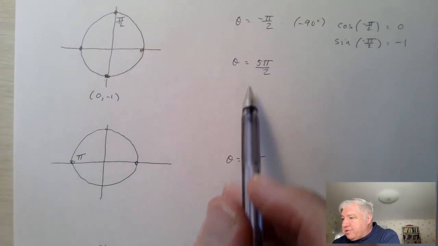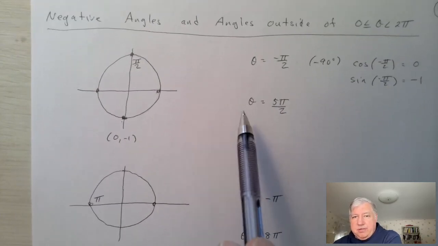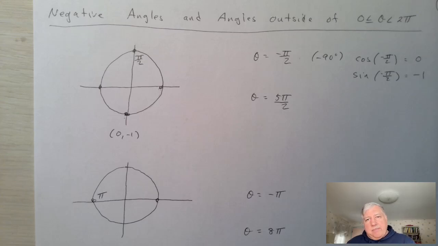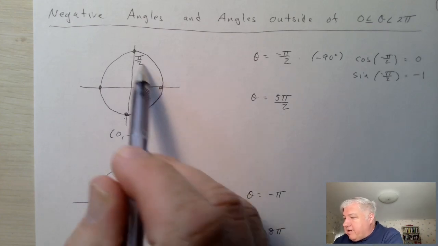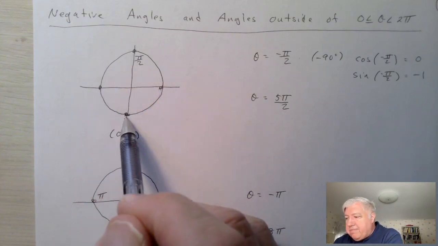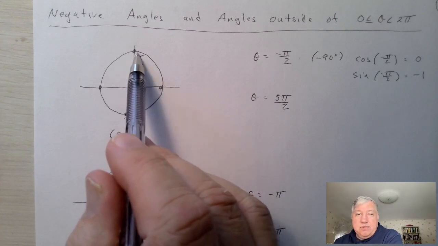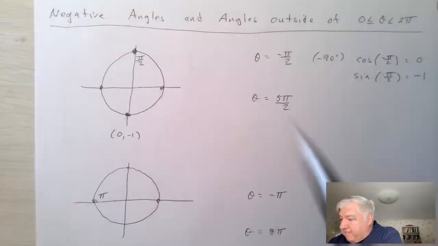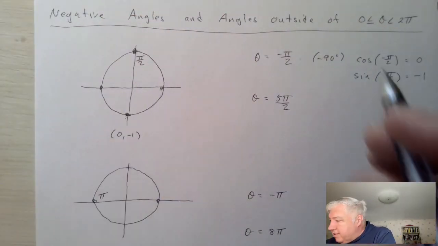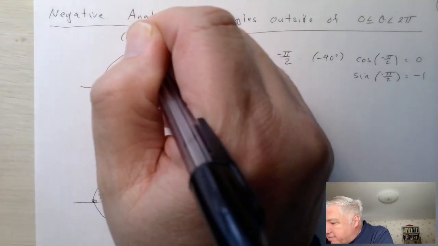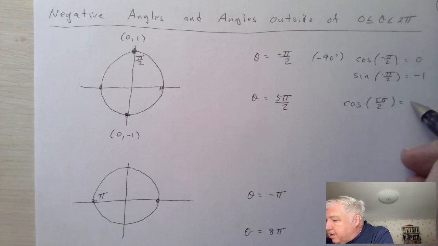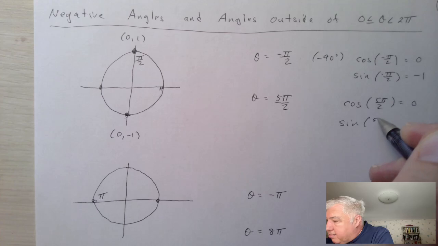For 5 pi over 2, there's a nice little trick. You can think of this as 5 times 90 degrees, okay? So from here to here is 1 pi over 2, 2 pi over 2, 3 pi over 2, 4 pi over 2, and 5 pi over 2. See, 5 pi over 2 differs from pi over 2 by a multiple of 2 pi. So 5 pi over 2 corresponds to that point again, and of course this point is 0, 1. So the cosine of 5 pi over 2 would be 0, and the sine would be 1.